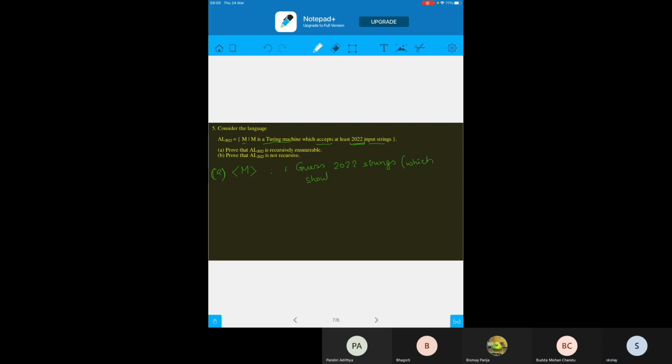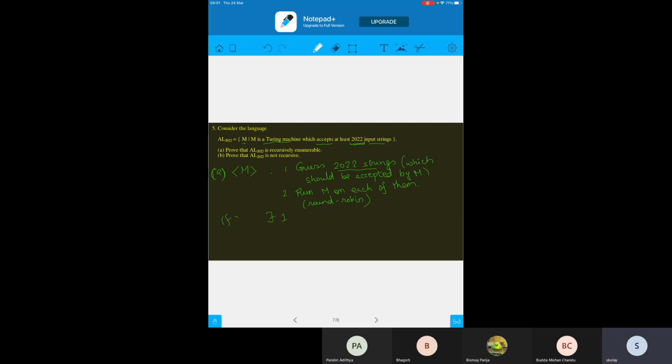which should be accepted by M, and then I run M on each of them. So I can use round robin, or not, because if M enters a loop, then I know that this guess is not correct. There will be one guess where M has a finite computation history for each of the 2022 strings I have guessed. Okay, so there exists one.